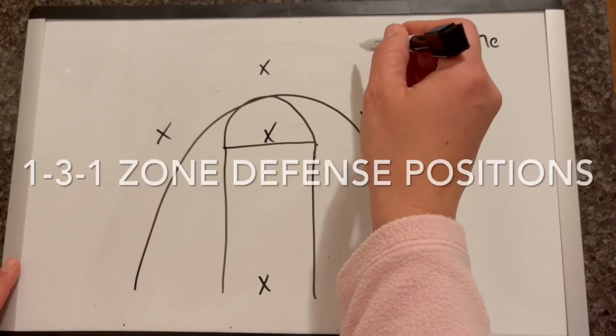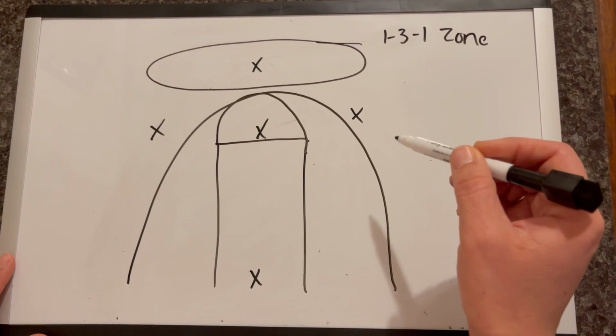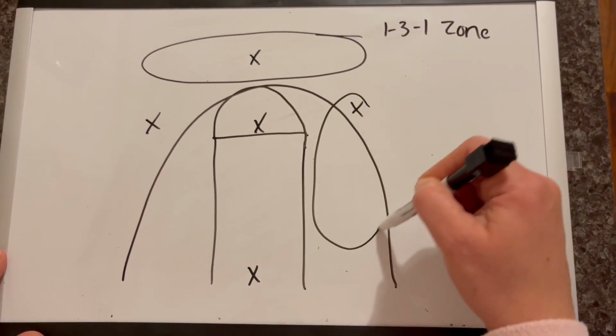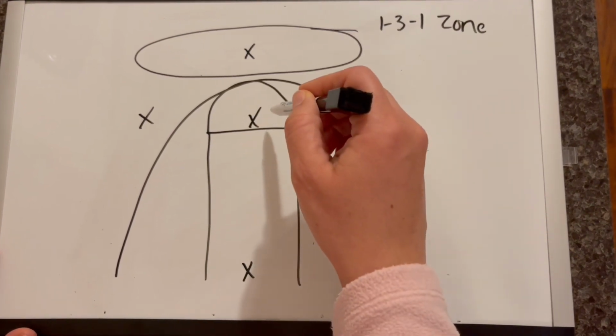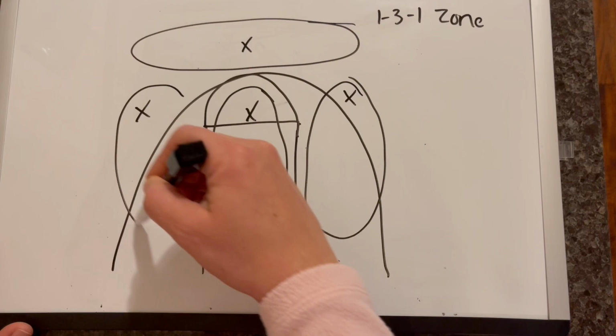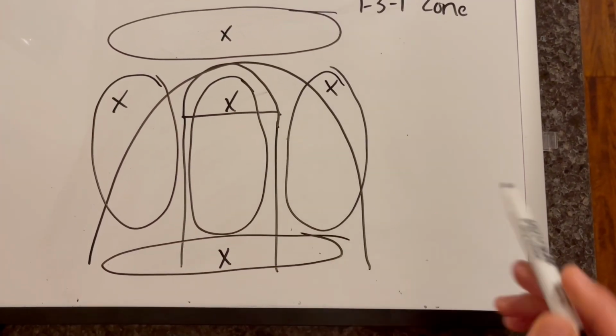Here are the zones we are going to cover. The top guy will cover this top zone and be running back and forth. This guy is going to cover this zone in here. The middle guy is going to cover this zone. This guy is going to be over here. And then our bottom guy is going to cover this zone.